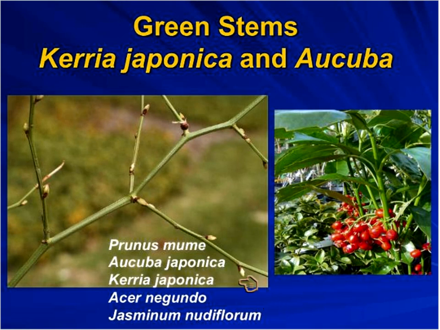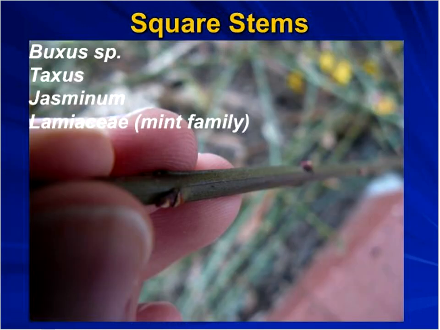Jasminum nudiflorum, the jasmine, is another plant that has green stems as well. So look for stem color. Square stems. Here's an example again of Jasminum nudiflorum, the jasmine I just told you about with the green stems. Stems that are squared, and often that is a result of this decurrent leaf base where the leaf tissue kind of extends down the twig a little bit, and it kind of gives that ridged look.